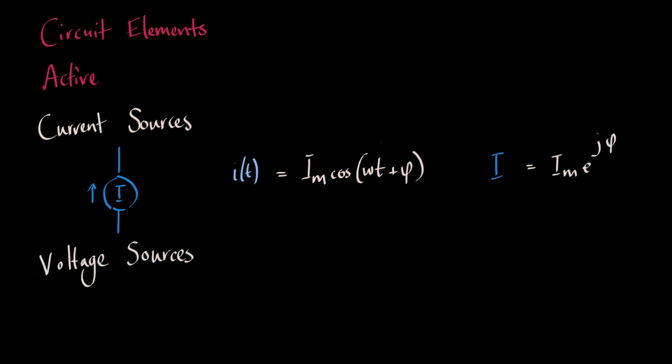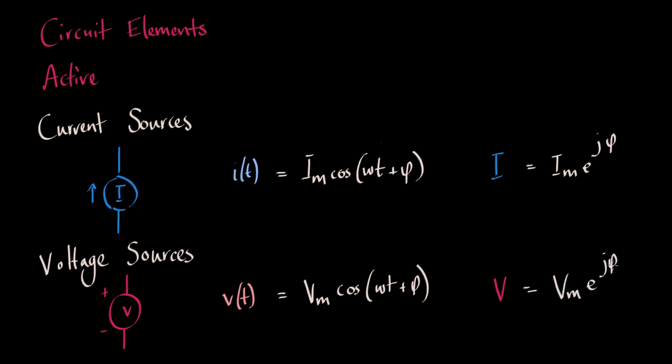Voltage sources create a voltage drop in a circuit, and their representation in circuit diagrams usually looks like this. An ideal voltage source is one where the drop across the terminals is independent of the current supplied by it to the load. The time domain representation of the sinusoidal voltage signal this source produces is denoted V of t is equal to Vm cosine omega t plus phi. Its phasor counterpart is as follows: V equals Vm e to the j phi.